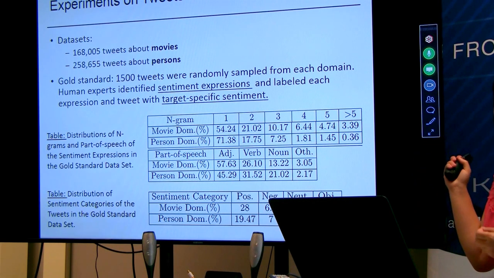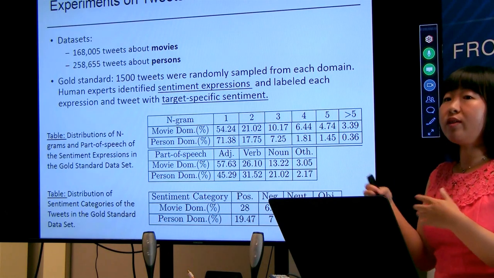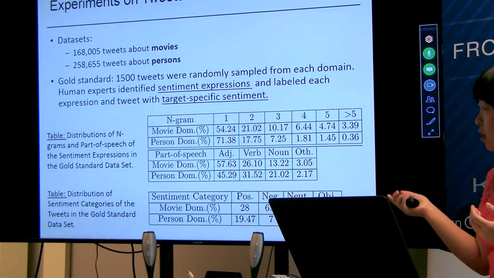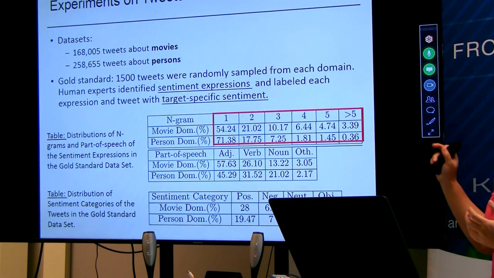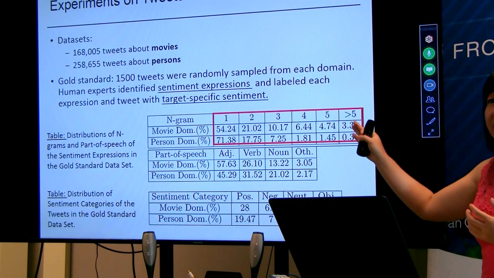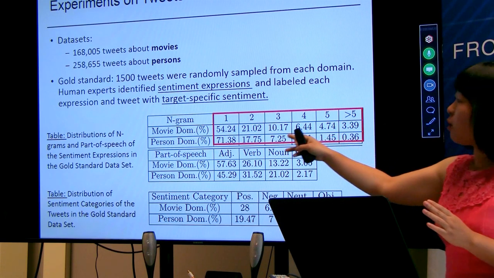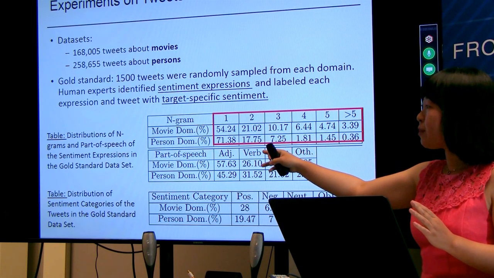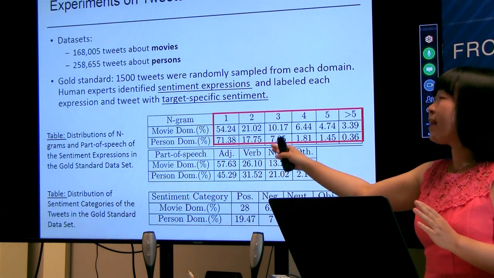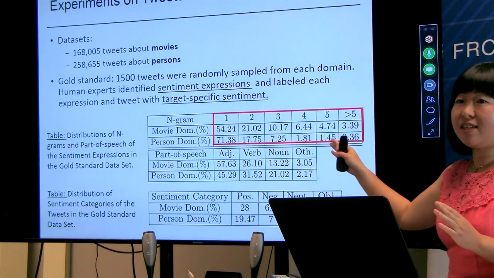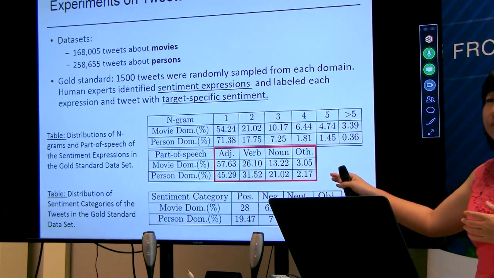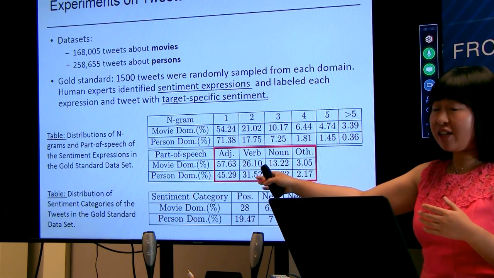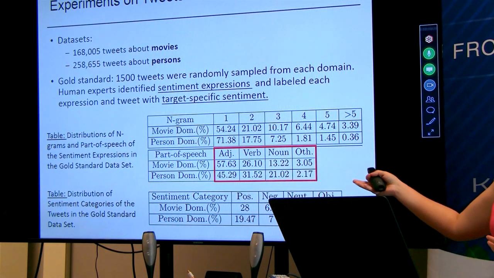We collect a large amount of tweets about movies and persons and randomly sample 1,500 tweets and label them to build a gold standard. And in these two tables, we show the diversity of the expressions. From this one, we can see that in the gold standard, more than 50% in the movie domain or 70% in the person domain are single words. But they can also be phrases containing different numbers of words. And for part of speech, half of them are adjectives, but they can also be verbs or nouns.